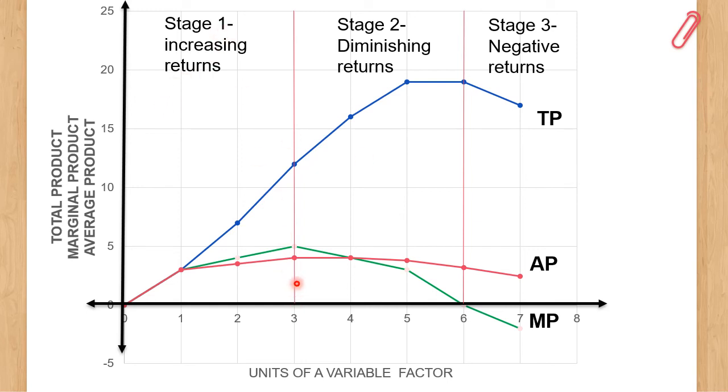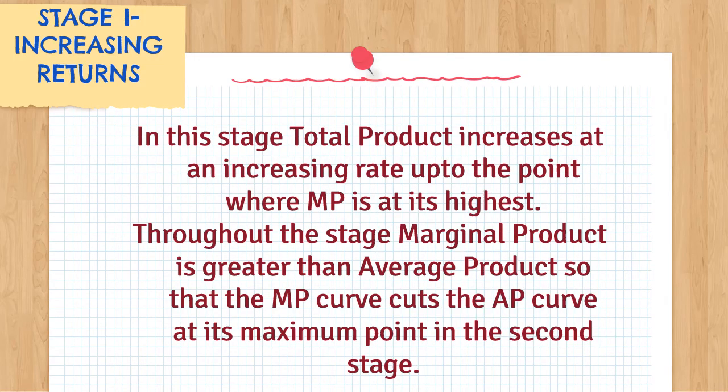So you see, you divide your graph into three parts. The first part is up to the stage where marginal product is at its maximum. The second stage ends when marginal product is zero. Let us now explain the stages of the law of variable proportions. Here we have the first stage, that is the stage of increasing returns.